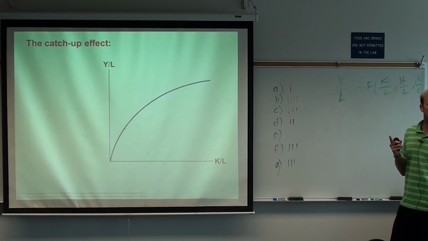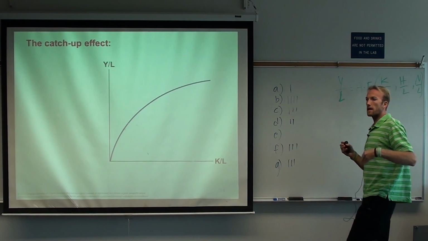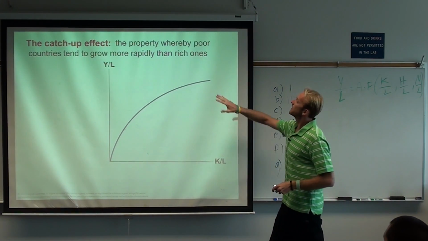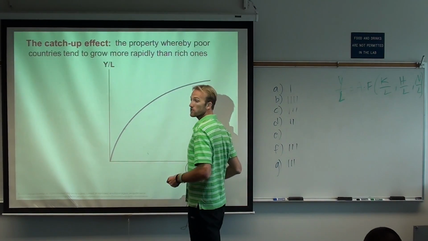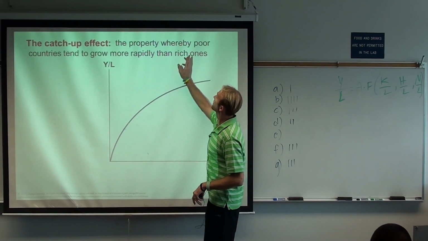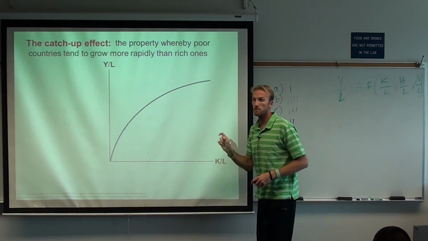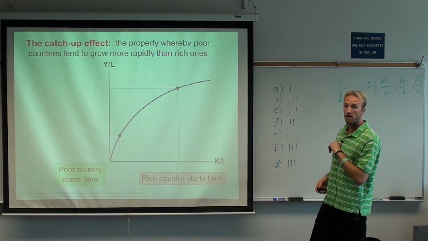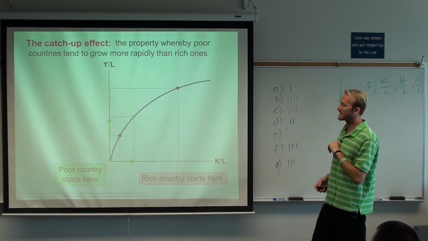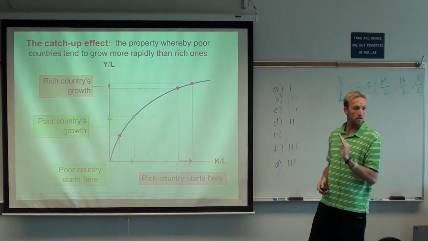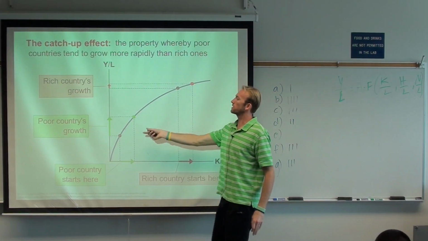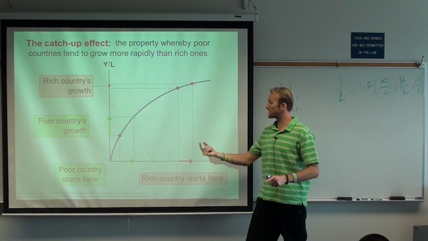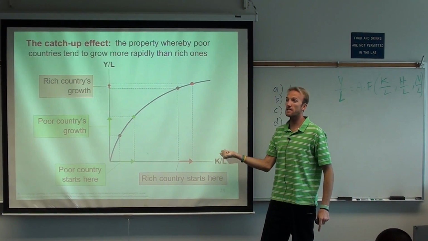So there's this thing called the catch-up effect, or it's also many times known as convergence. And it's this idea right here. Let's say that poor countries are down here and rich countries are up here on capital per labor. That means that poor countries are going to grow faster than rich countries. Does that make sense? So let's say the poor country starts here, and the rich country starts there, okay? And then you give them both the exact same increase in K over L, all right? The poor country's growth is really big. The rich country's growth is really small. Even if they're both doing the same amount of saving and investing into their economy.